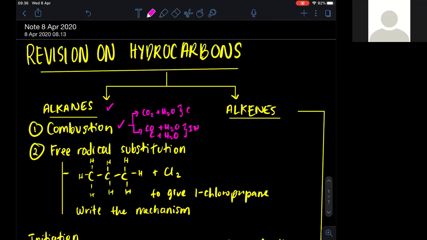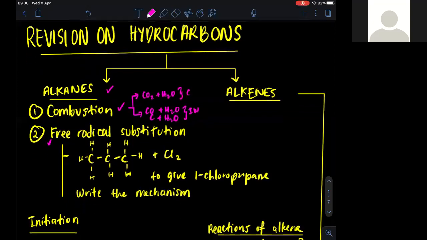Now, another reaction that we need to focus on for alkanes is free radical substitution. It's a very important mechanism. If I have a molecule, for example, here is propane, 1, 2, 3, so it's propane. When I react it with Cl2, I'm going to get 1-chloropropane, and we are going to write the mechanism.